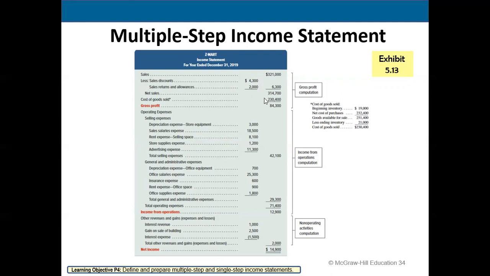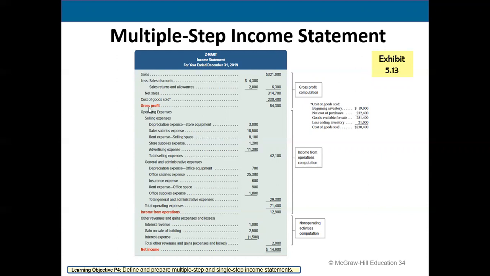Then we subtract our cost of goods sold, which gives us our gross profit. So that's pretty different than income statements we worked with before for service-based companies. Remember, gross profit is sometimes called your profit before operating expenses or your profit before fixed expenses.